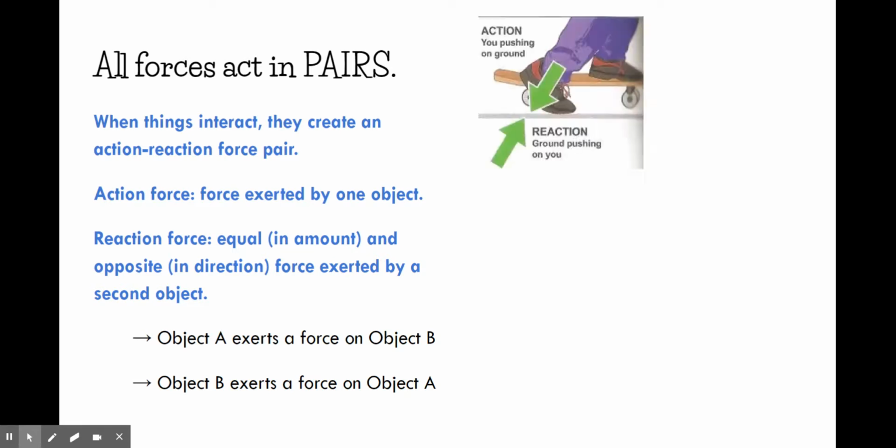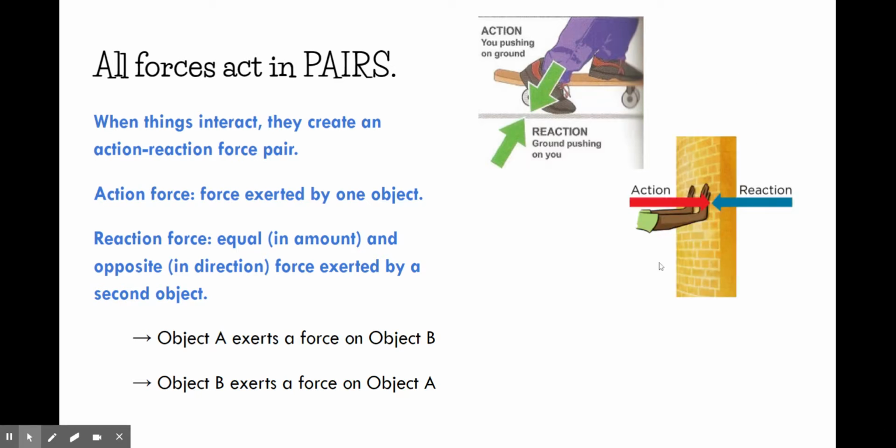Here are some examples to look at here. Okay, so we have a kid pushing himself on a skateboard. The action force here is him pushing against the ground, and the reaction is the ground pushing back on him. I know that sounds a little weird that the ground is pushing back on him, but it's true. So this is a force pair. They're equal in size, but opposite in direction. The action force is going this way, the reaction force is going this way.